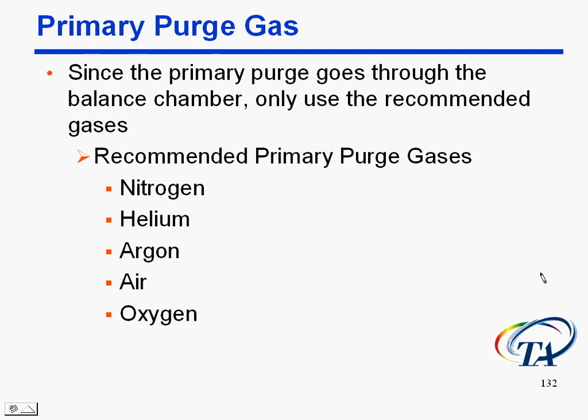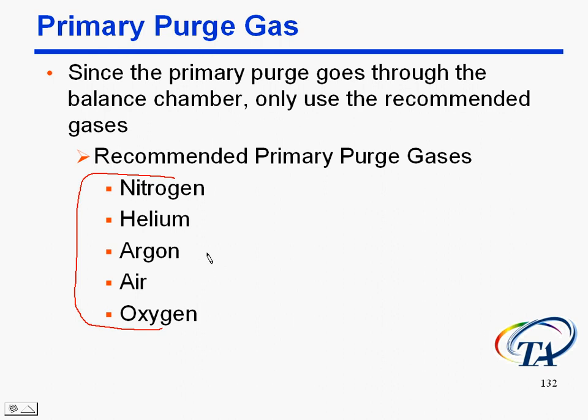Now the primary purge gas goes through the balance chamber, and I'm going to show you a picture of that in a second. So you only want to use these recommended gases, and these recommended gases come from the manual. I didn't make these up. But those gases are nitrogen, helium, argon, air, and oxygen.